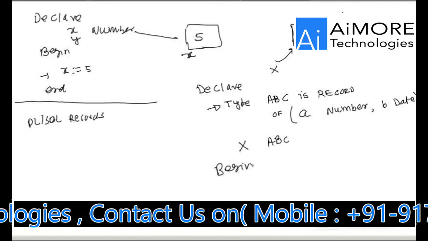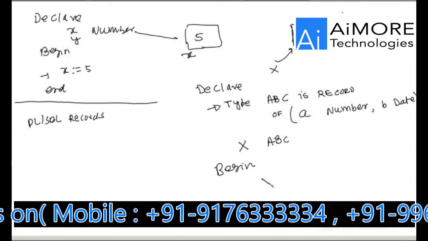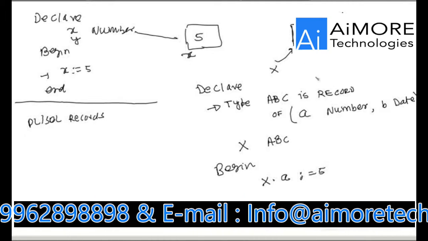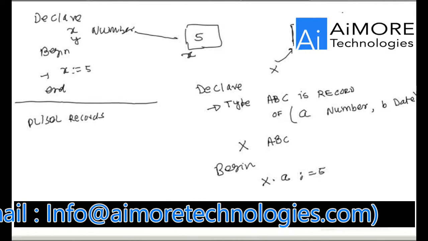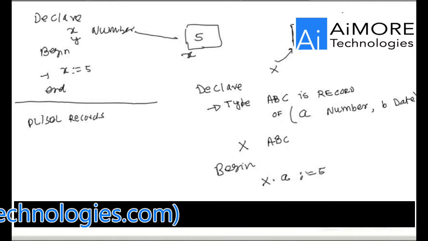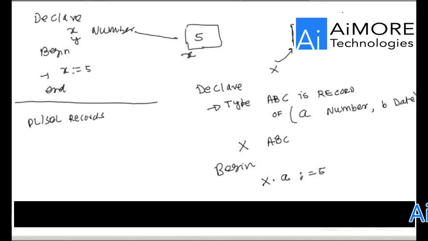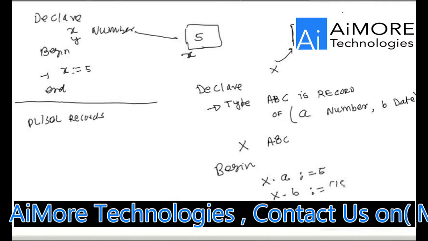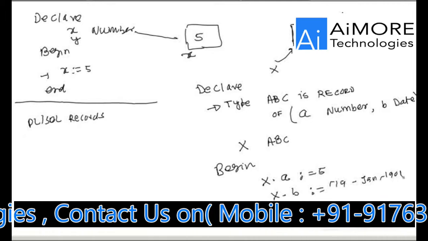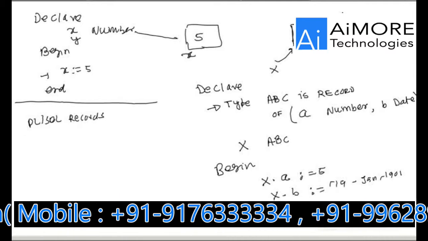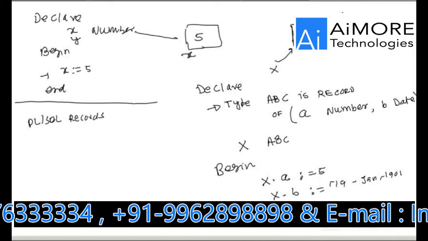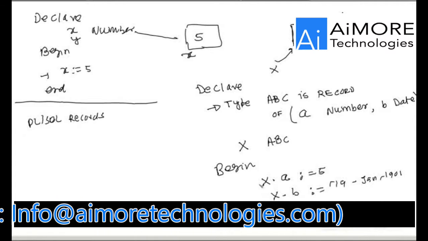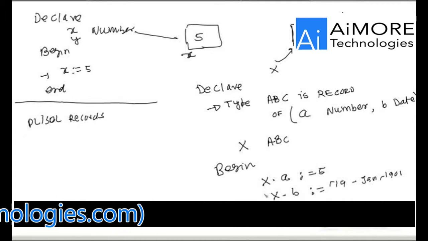Then I do my begin, and inside that begin, I can write x.a equals 5. If I do that, then this null is gone, and essentially I put 5 here. Similarly, I can do x.b equals 19 January 1901. In that case, this value is gone, and it is 19 Jan 01. So by doing this, I'm packing the data together.